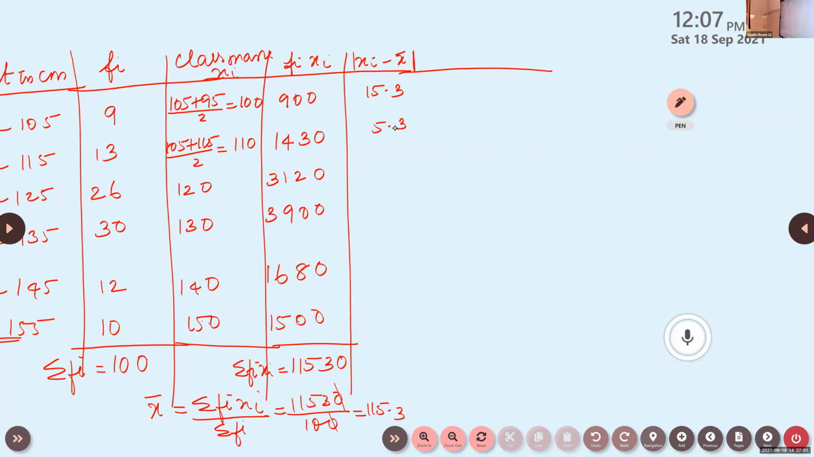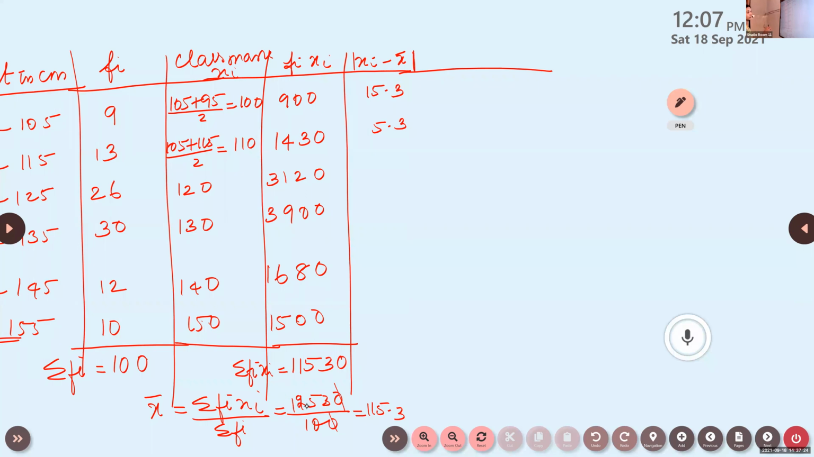Ma'am, sigma fi xi is 12530? Repeat it. 12,500? Others, check it. Jyoti, Jacob, give your answer. Is it correct? Meherin? Yes, ma'am, 125. Yes, then everything will change here. 125.3, isn't it? So we have to subtract it from 125.3.